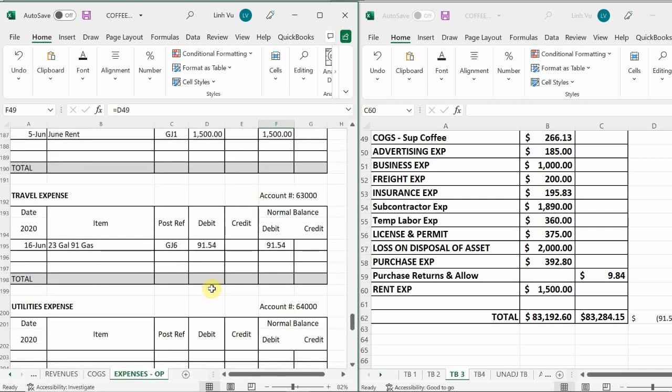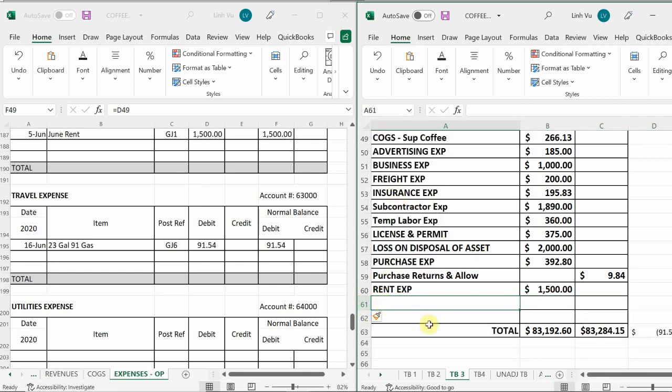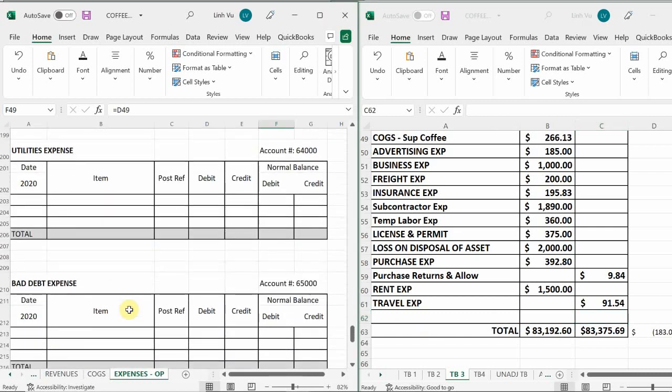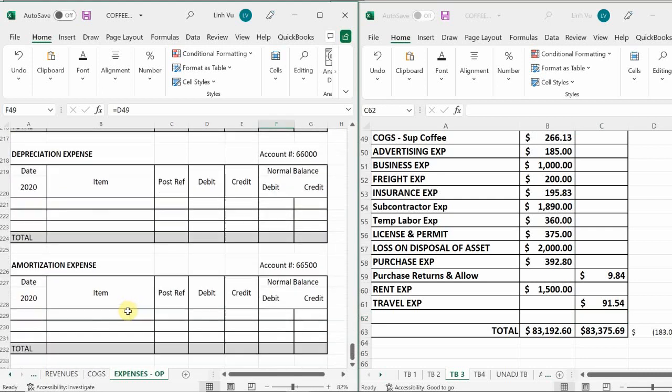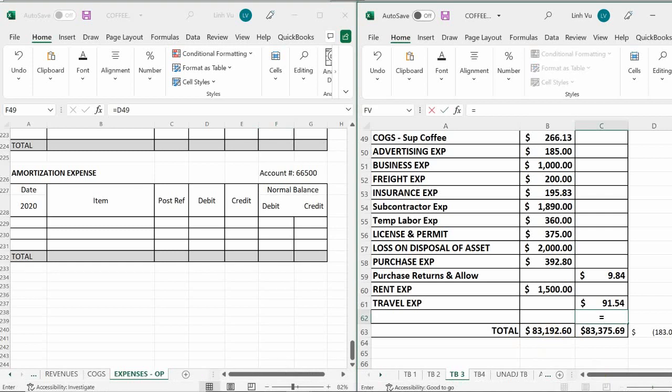What about this right here? We have some travel expenses. Travel expense for how much? 91.54. Okay, anything else? Any utilities expenses? Any bad debt expense? Any of these? So what I'm going to do is I think I have to redo my formula here.